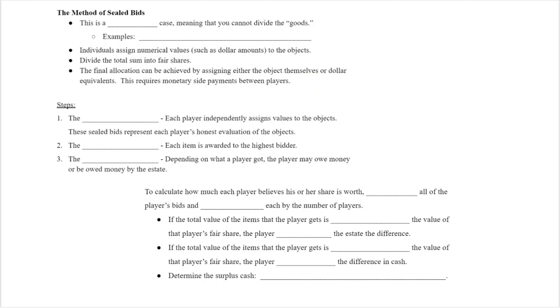The first fair division method that we're going to take a look at is the method of sealed bids. This is for discrete situations, meaning that we cannot divide up these items any farther. So again, that could be a house, a car, art, jewelry. Think about a situation where maybe you had a relative who died who left you and your siblings or you and your cousins a bunch of items, and you're trying to figure out who gets what.